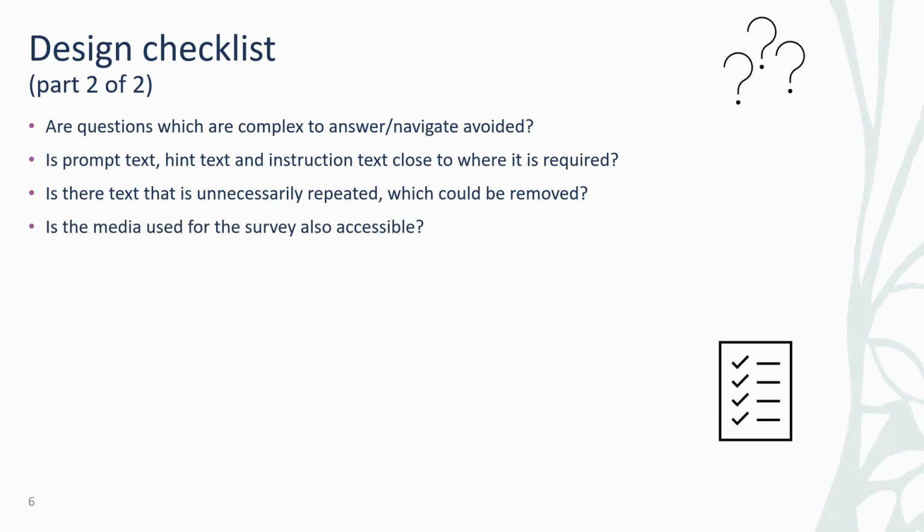Is the media used for the survey also accessible? For example, appropriate alt text on images or subtitled video. Could some information be better conveyed using tables? Consider if there is complex information within your survey that might be suitable for a table. Doing so gives the information structure and has benefits for those using screen readers.